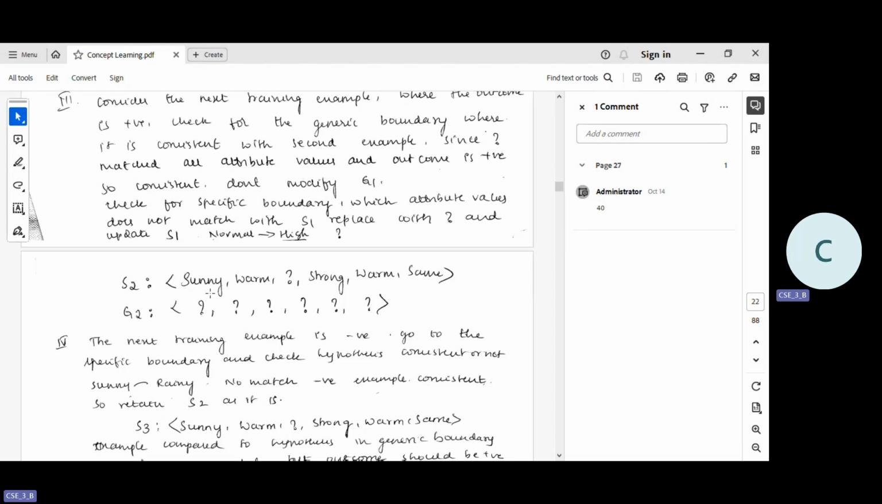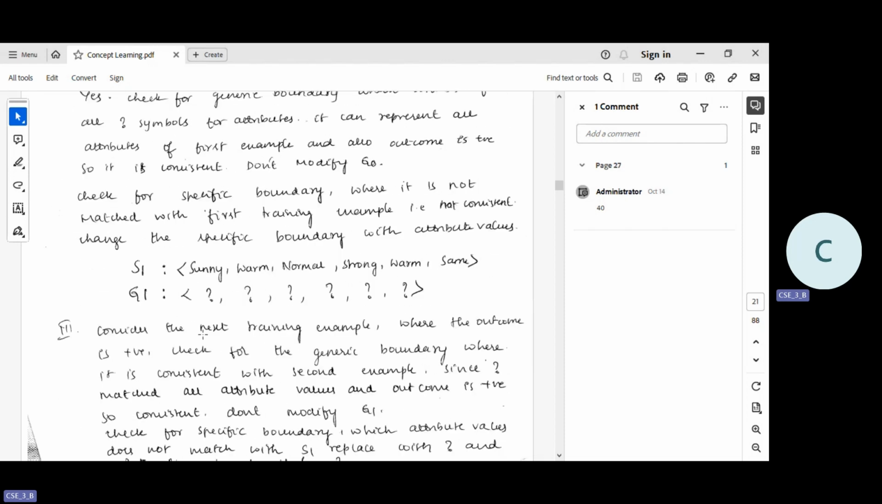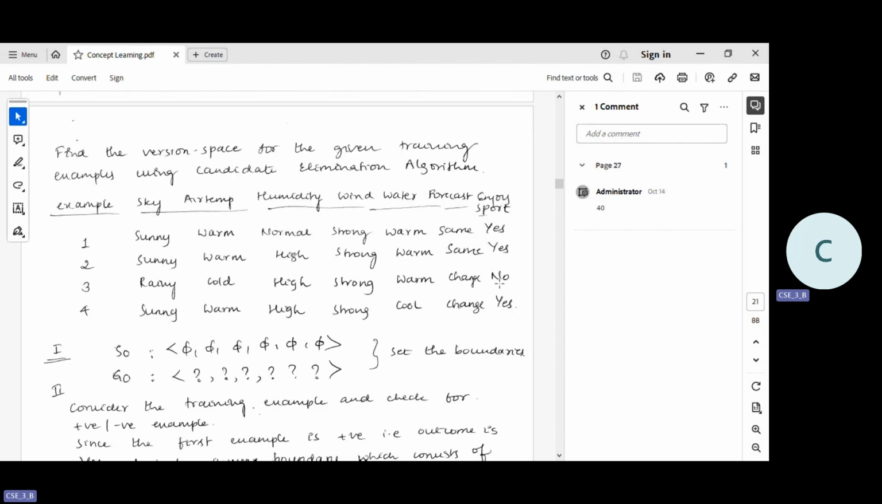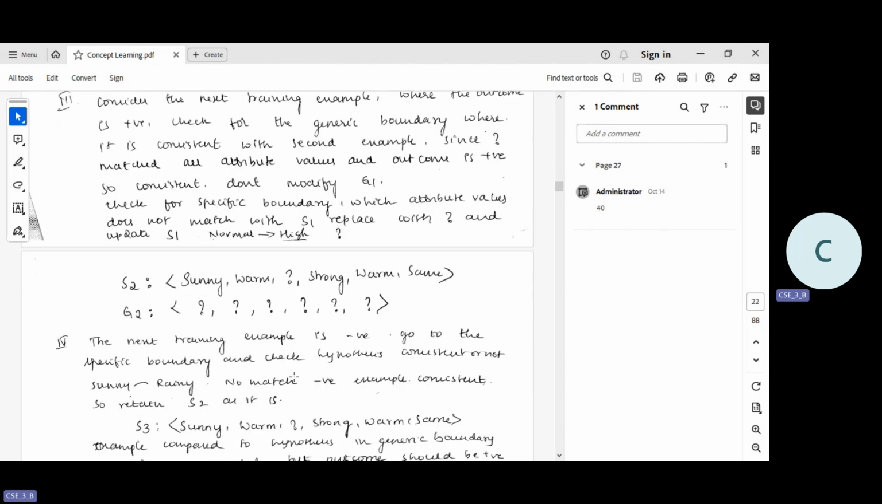There is a chance like that as sunny. You can observe here that there is a different attribute value, that is rainy, and you can observe there is no match, there is a difference. You can also observe that since it is not a positive example, it is a negative example. So what are we supposed to do? We go to the generic boundary. The generic boundary has to be updated. So we are not considering the specific boundary, we are now modifying the generic boundary.